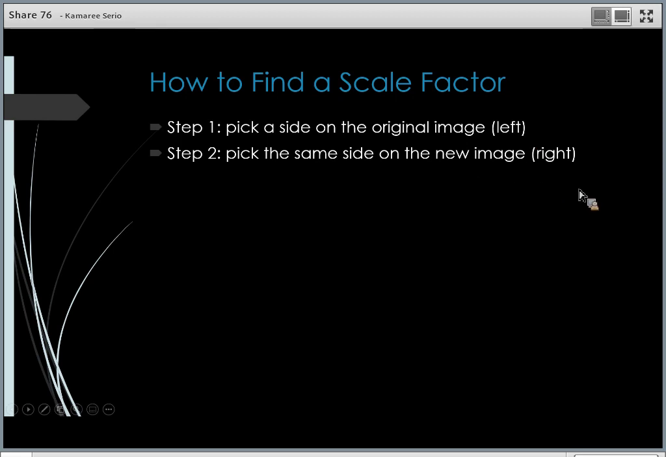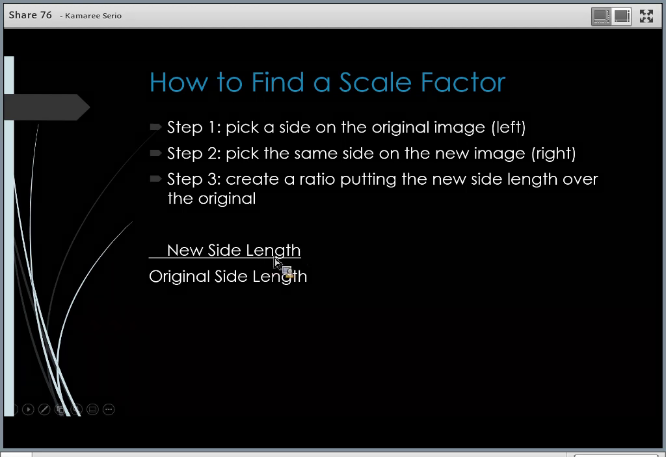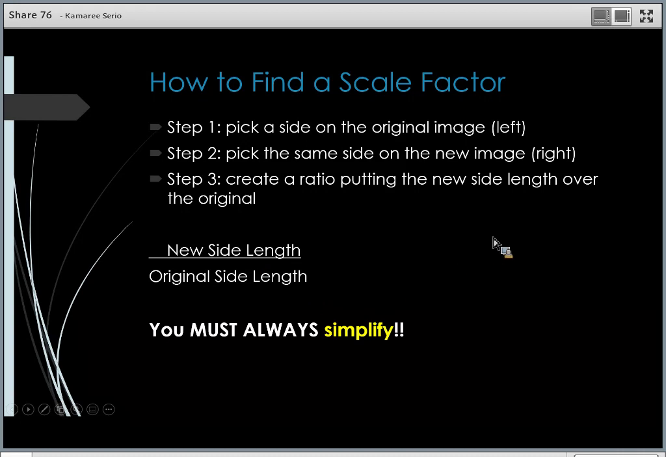Then you want to find that same exact side on the new image. Remember the new image is usually going to be on the right-hand side. So you pick one side on the original image and find that same exact side on the new image. Then you create a ratio by putting the new side length over the original side length. And you must always simplify. Always simplify. So let me take that example that I drew at the beginning really quick to put a picture to what these words are.